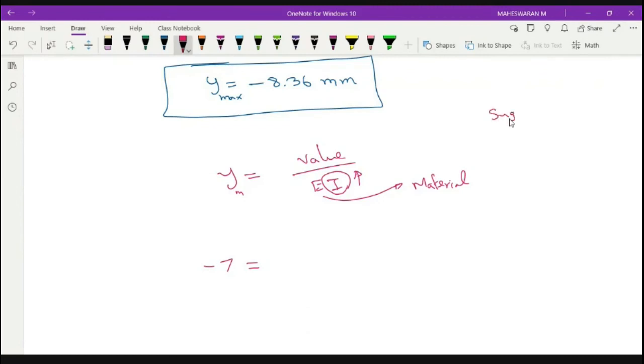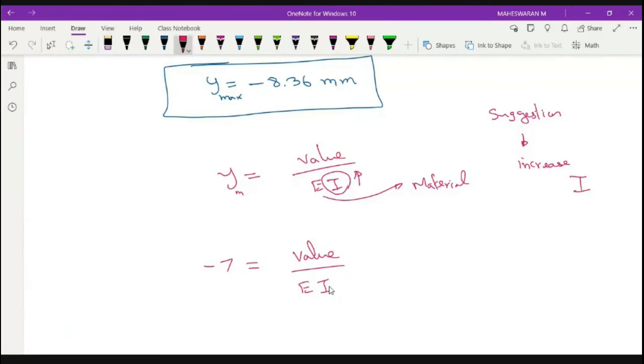Okay, so upon that I give one suggestion. So suggestion is increase your inertia I. Increase your inertia I. Okay, so if I increase my inertia, I will get better results. But how much do I have to increase? That you have to consider, right? So for that, I am going to identify what is the value. Okay, minus 7 is value divided by EI. Okay, right?